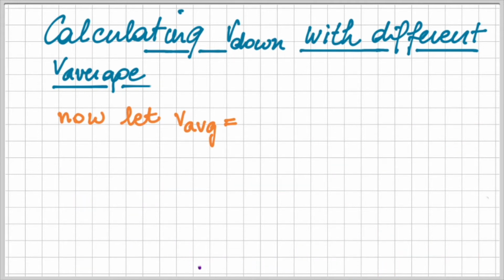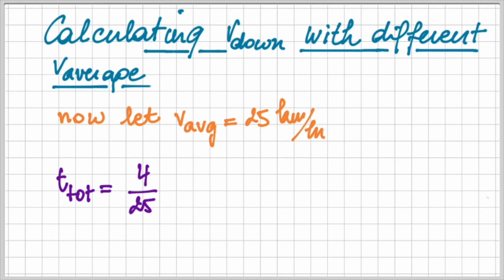Let's look at a different value. Let's look at 25 kilometers per hour now. So we want to have an average speed of 25 kilometers per hour. So basically I can say that we have now that the total time is 4 divided by 25, and we find 0.16 hours or 9.6 minutes.